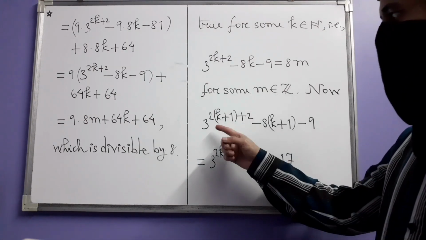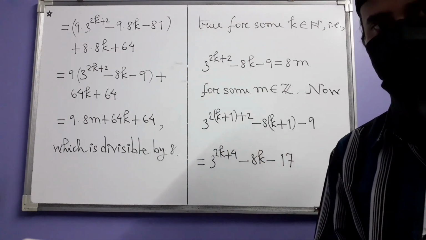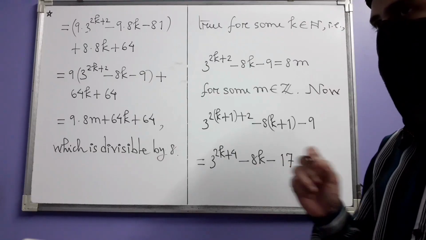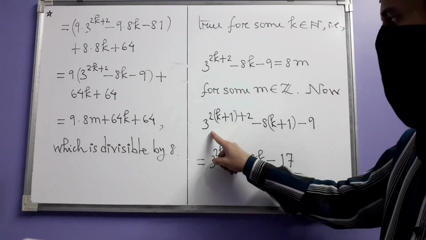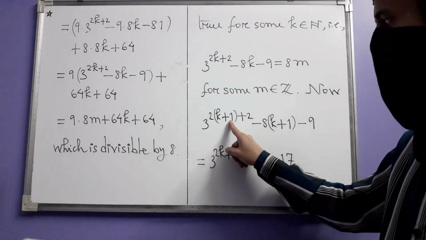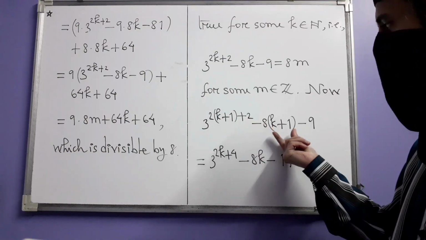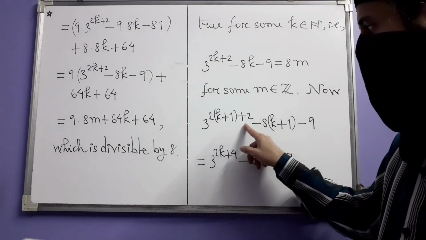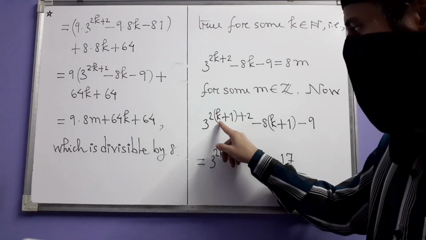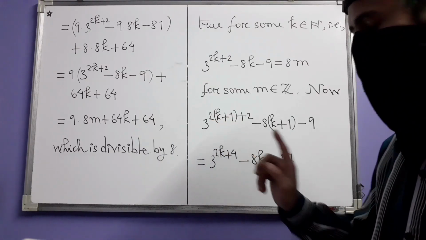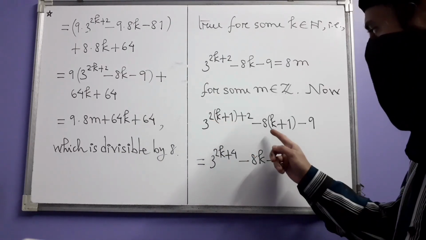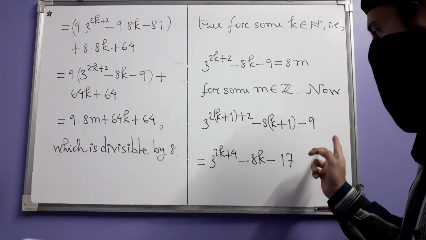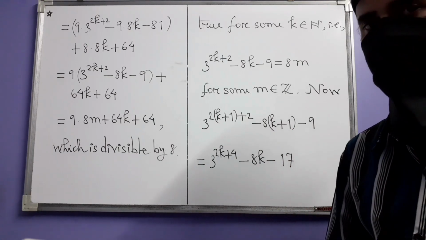And then we consider the next integer of that form, which corresponds to n equal to k plus 1. That means 3 to the power 2 times (k plus 1) plus 2, minus 8 times (k plus 1), minus 9. So if you do the calculation here in the exponent, you get 2k plus 2 plus 2, that means 2k plus 4. And here you get minus 8k minus 8 minus 9, which becomes minus 17.